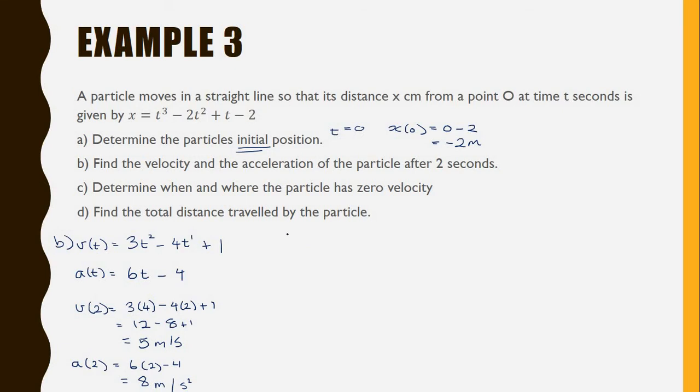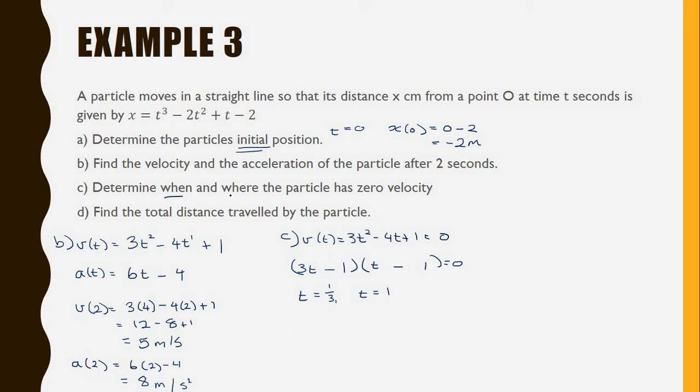Next, for part C, we want to determine when and where the particle has 0 velocity. So that means I need to let my velocity equation equal 0. We can factorize this. Our only factors of 3t squared are going to be 3t and t. My only factors of 1 are 1 and 1. And I'm going to need it to be negative there. And let's check. This will give me negative 3t minus t, which gives me negative 4. So this means the velocity is equal to 0 when t equals 1/3 and when t equals 1.